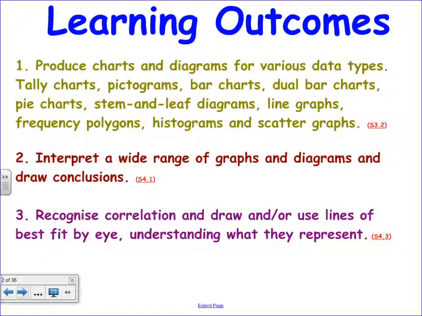Hand in hand with that, when we do each of these display types, we will do the second learning outcome, which is we will talk about interpreting them. Okay? In other words, what do they mean? How do I read them? What sort of questions do I get on them?